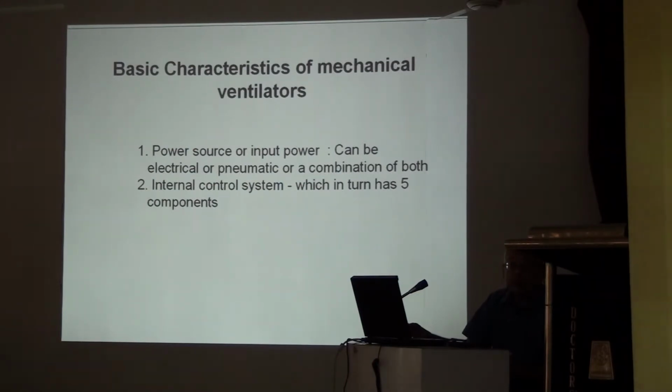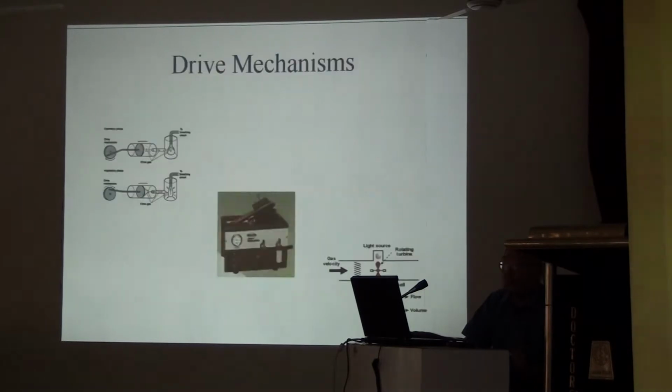Then comes how it works. The internal control system, which in turn has 5 components. Any ventilator in the world has to have these 5 components. I will go one by one. Before that, I will show you some pictures of drive mechanisms.